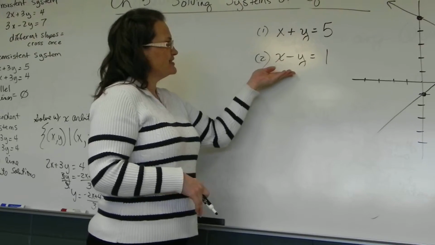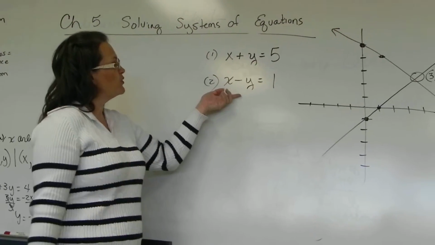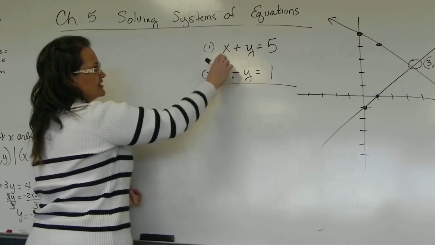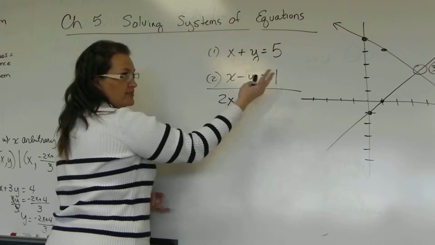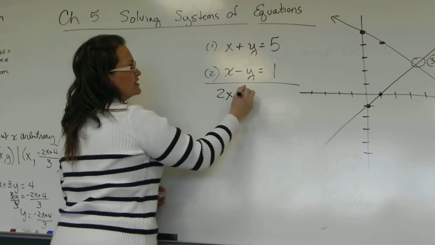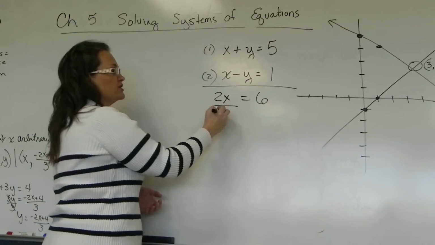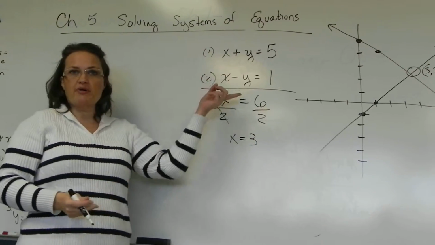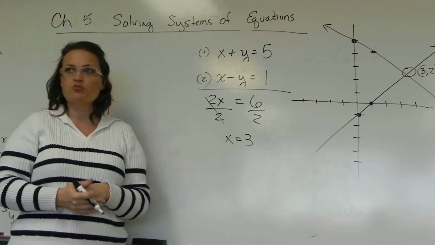Well, this one's already set up for that, which isn't always true. We'll see that in the next example. But right now, I could add these equations together as they sit. X plus x is 2x. Y and minus y eliminates itself or adds out, equals 5 and 1, which is 6. And now you have an equation you can solve. Now listen, this doesn't work if something doesn't drop out. You have to eliminate a variable so it's then solvable with just one variable.